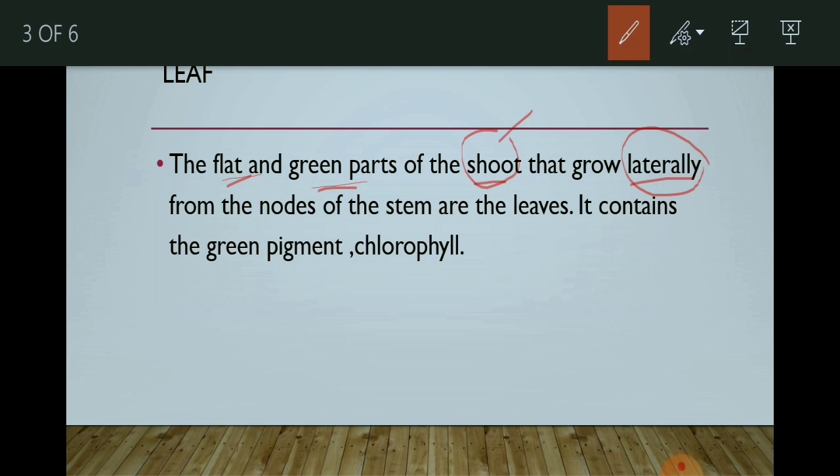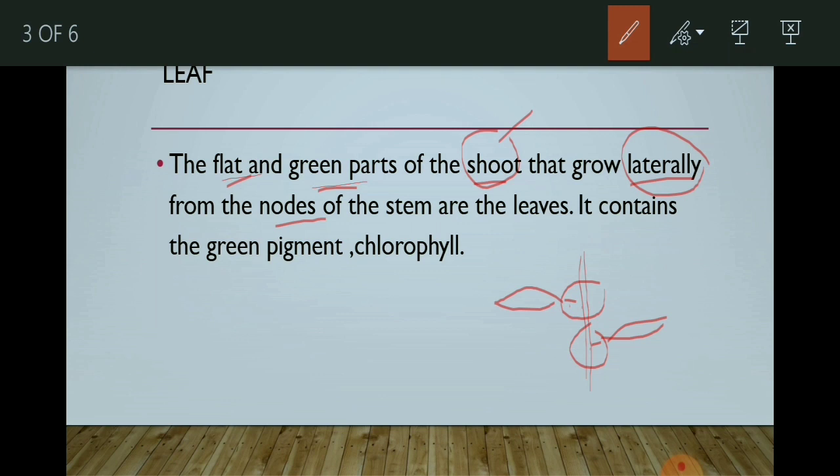The leaves grow from the nodes of the stem. Now what do you mean by the nodes of the stem? Node means the part of the stem where the flowers, branches and leaves first start to grow. Suppose you consider this to be the stem, and from here the leaf is growing in this way. So this portion will be considered as the node. And the region between two successive nodes is known as the internode.